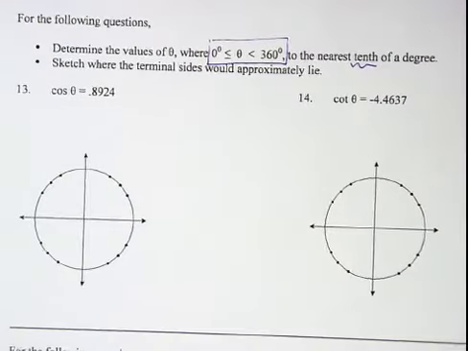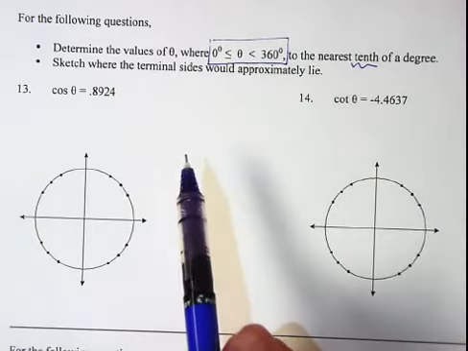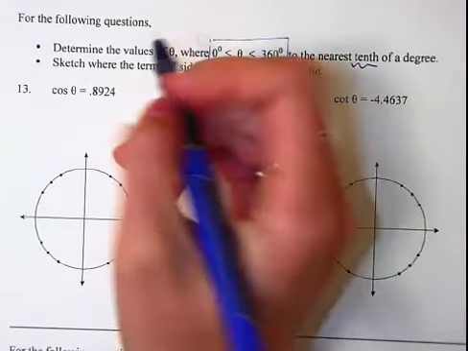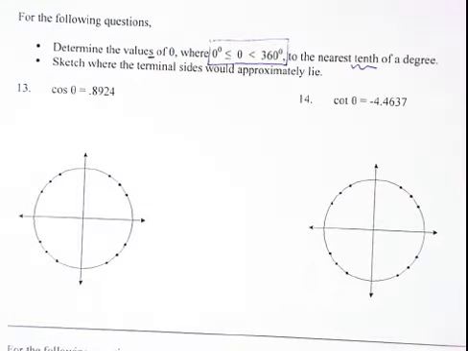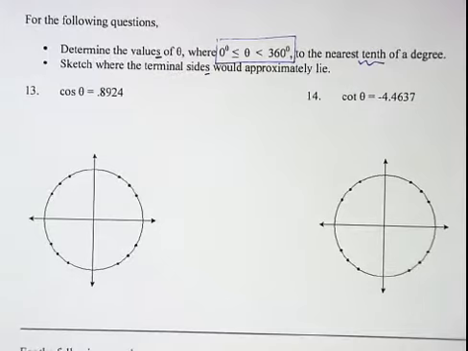I noticed that on the last test, some of you guys didn't pay attention to how many decimal places you should be rounding to. So just checking to see if you're paying attention to the directions here. So we're going to determine the values, plural, and sketch where the terminal sides, plural, lie. So that should tell you that you're going to have two values for this one.